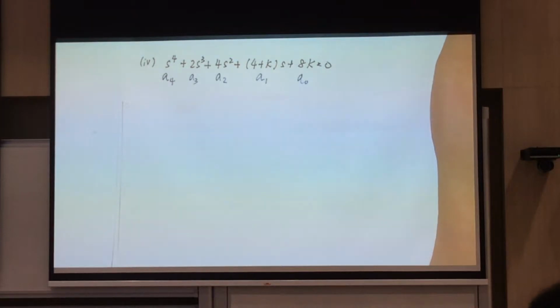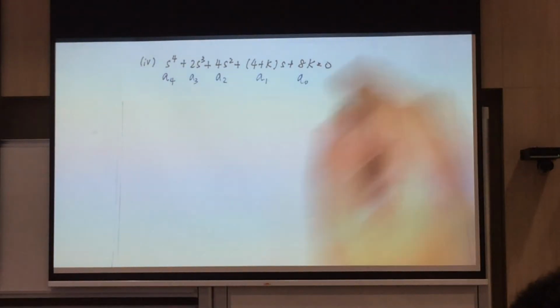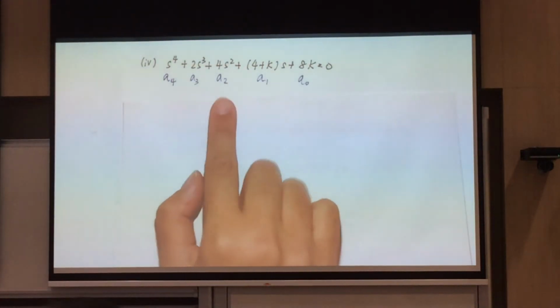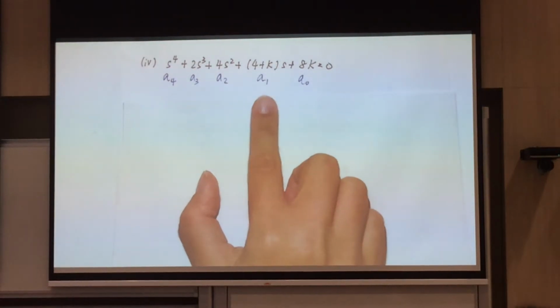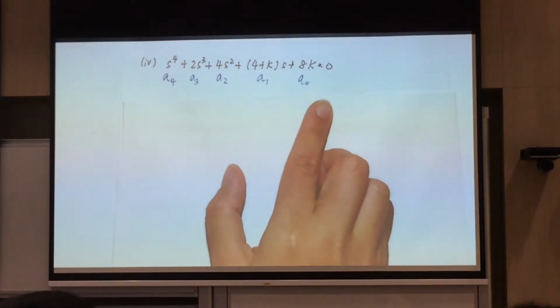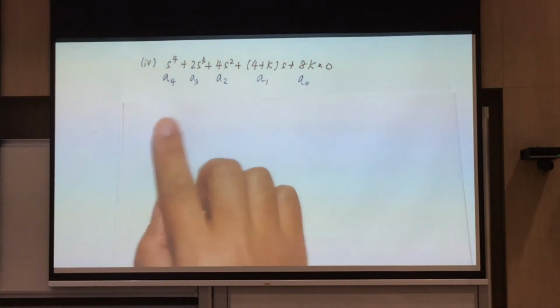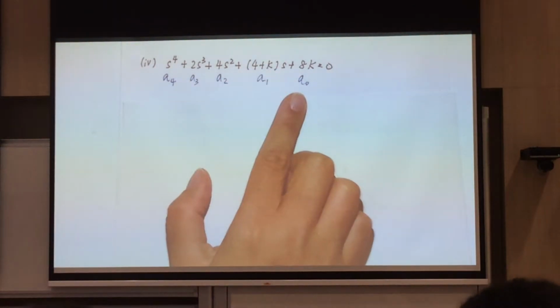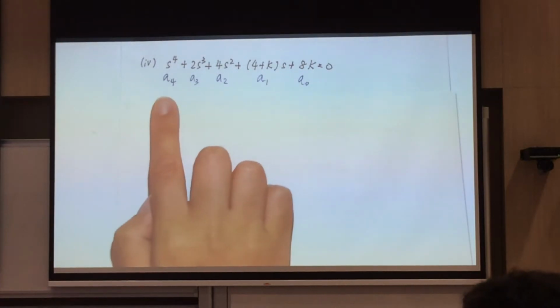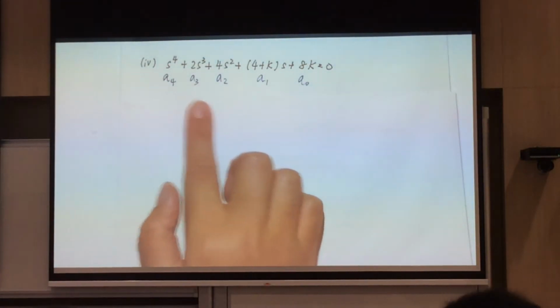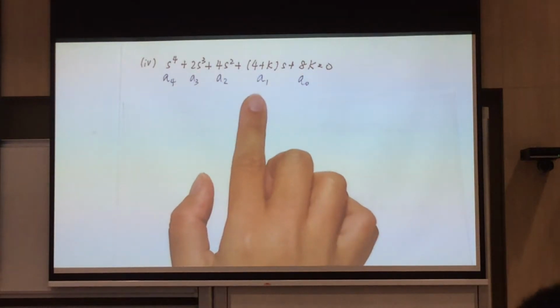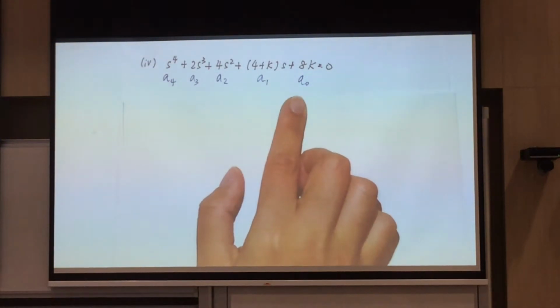Okay, are you ready to continue? Alright, s to the power of 4 plus 2s cubed plus 4s squared plus (4 plus k)s plus 8k equals 0. This is your characteristic equation. So tell yourself that a4 is 1, a3 is 2, a2 is 4, a1 is 4 plus k, a0 is 8k.